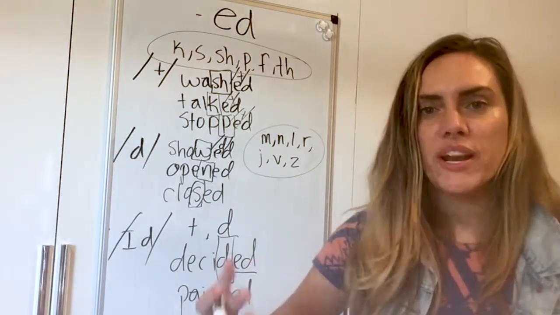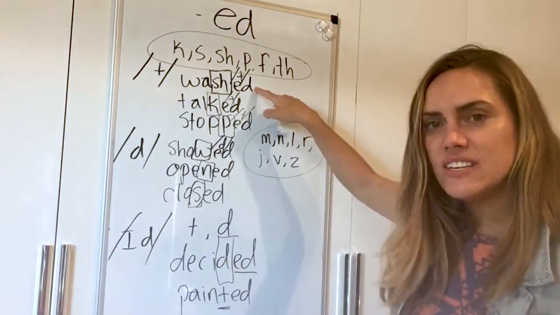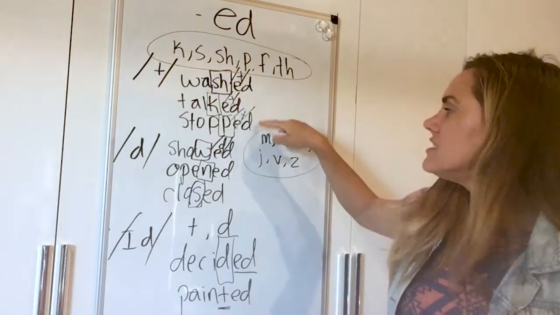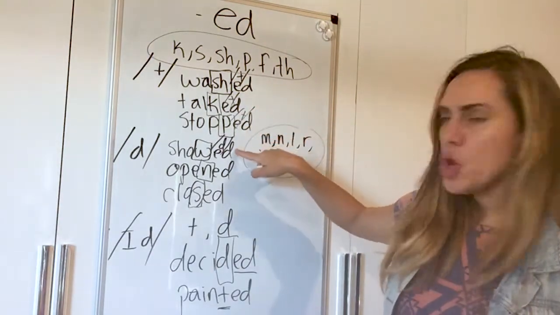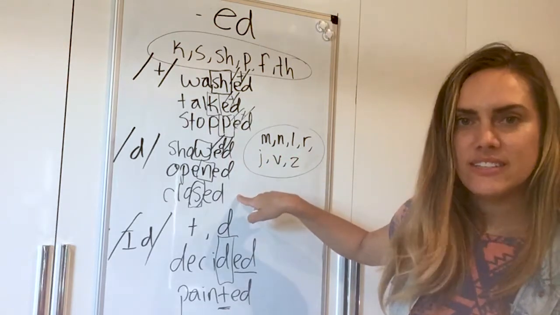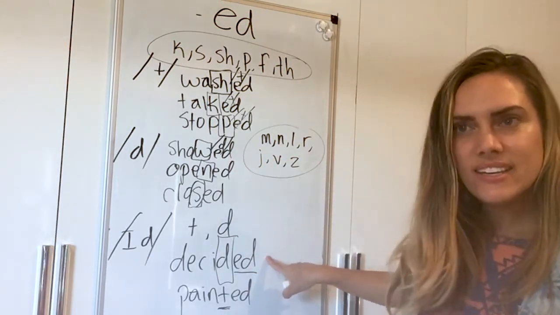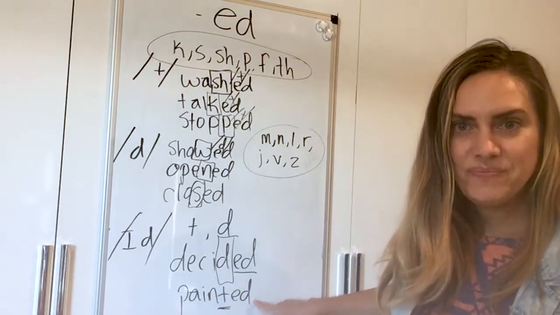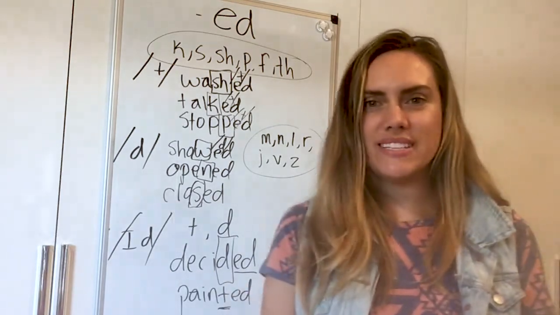All right, so I'll pronounce them again. Washed, talked, stopped, showed, opened, closed, decided, painted. So it just takes practice. You'll get it.